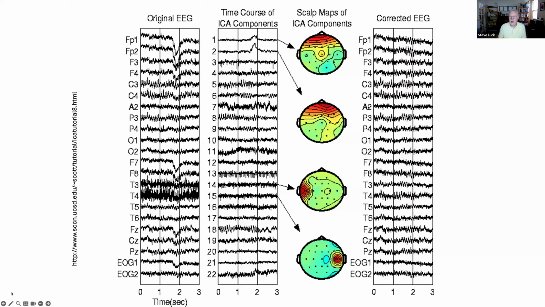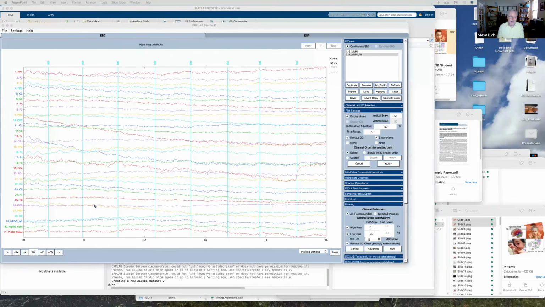To create the corrected EEG, you just recombine all of the independent components, leaving out the artifacts, and then you get the corrected EEG. So that's the basic idea. I wish I had time to tell you more, but we are running low on time.